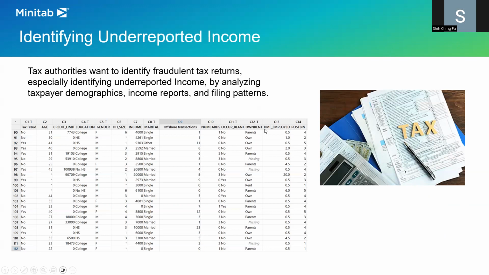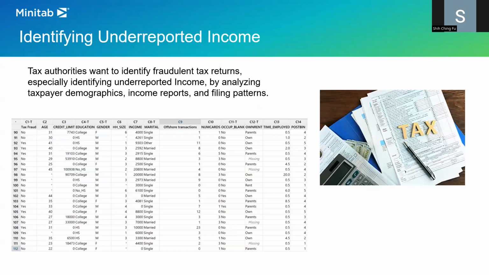Yes or no, whether they rent a house, or live with parents, or it's missing. So we can have missing values. Number of years employed, and where you live: 1, 2, 3, 4, 5, where 1 could be the city center and 5 could be the outer suburb. So these are just basic information, but we know the result: they are tax fraud or no tax fraud.